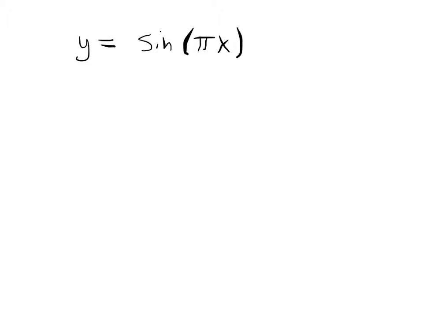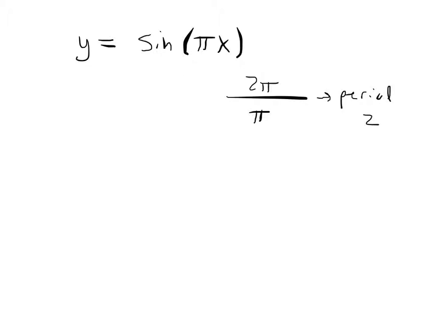So let's take a look at this one. Similar. We've replaced x with pi times x. Since pi is greater than 1, we know we have a horizontal shrink by a factor of 1 over pi. So one way to look at it is to take my period, and if I'm going to horizontally shrink it by a factor of 1 over pi, I divide by pi, and I know then my new period is going to be 2.